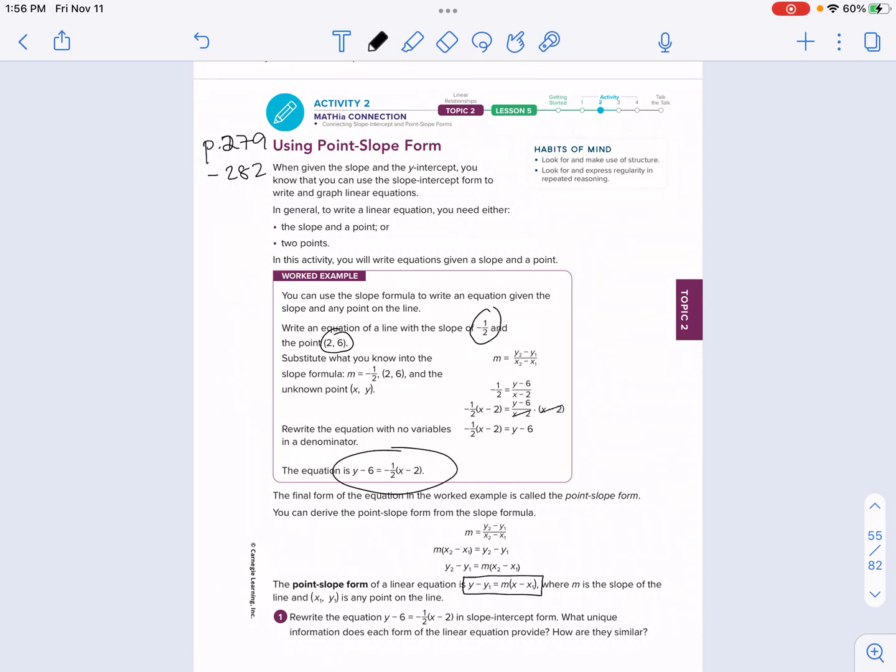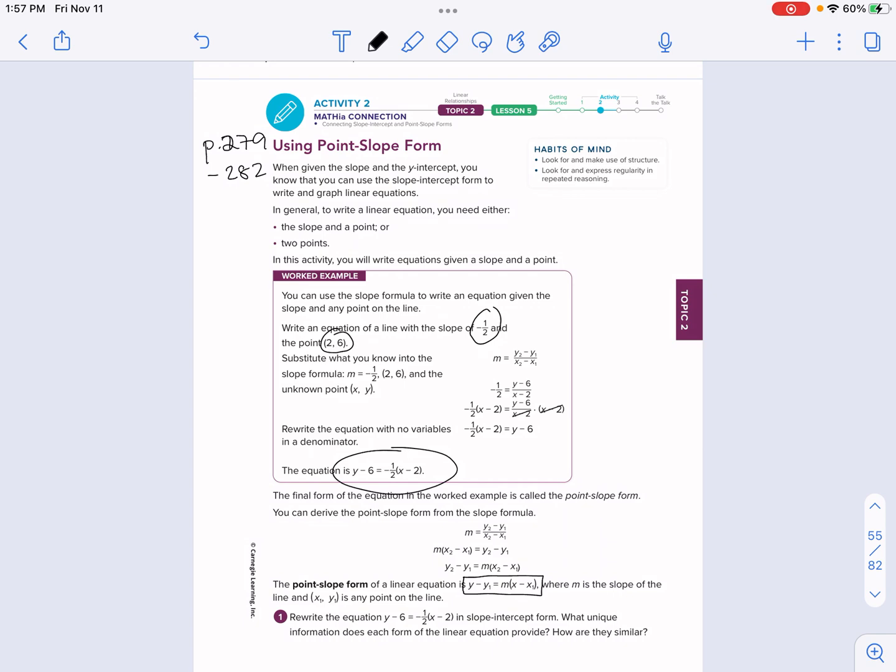We're working on activity 2 on page 279 through 282, and we're working on a topic called point slope form. To revisit the last video, we were working on slope intercept form, right? We can use that form when we're given the slope and the y-intercept. The thing is, we're not always going to be given that.